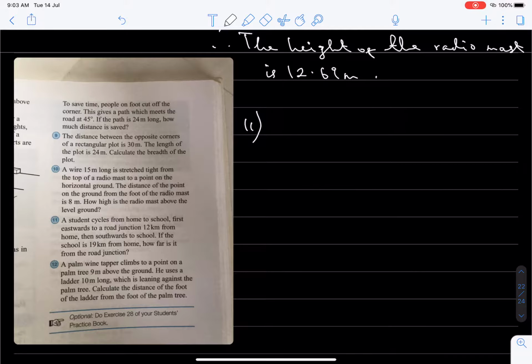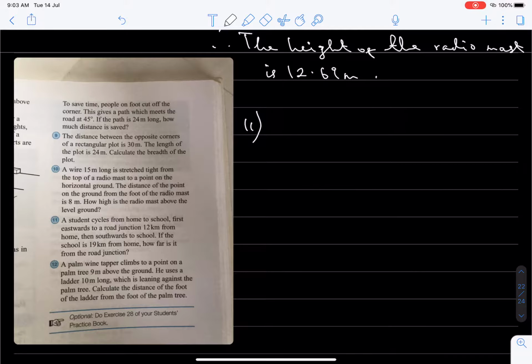So let's say, for example, this is the student's home, and it goes from this place eastwards, of course to your right, to a road junction, and that road junction is 12 kilometers from the home. So this is 12 kilometers. If this is the road junction, it then cycles southwards to school. South is going to be in this direction.